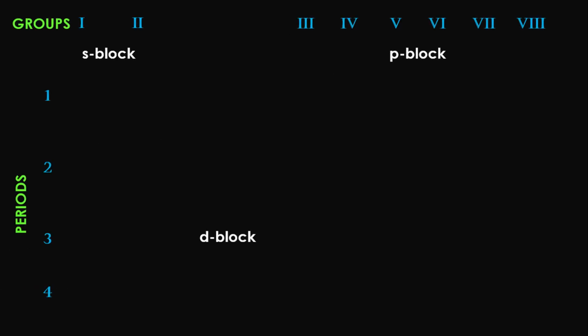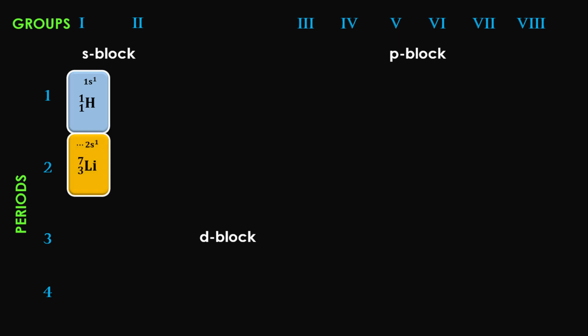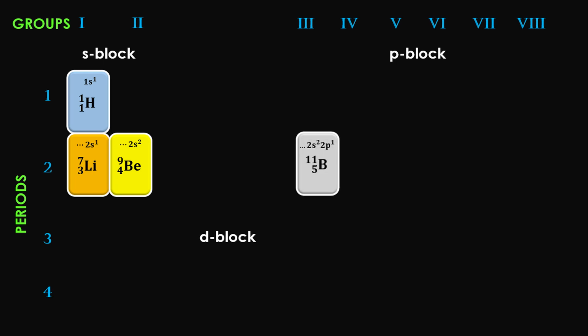So for the first 20 elements, hydrogen with an electronic configuration of 1s1 is an s-block element located in group 1 and period 1. Similarly, lithium, which has 3 electrons with electronic configuration 1s2, 2s1, is another s-block and group 1 element found in period 2. Beryllium with 1s2, 2s2 is also an s-block element of group 2, period 2. While boron is a p-block element that belongs to group 3, period 2, because its outermost orbital is the p orbital and its valence electrons are found in the 2s and 2p orbitals.